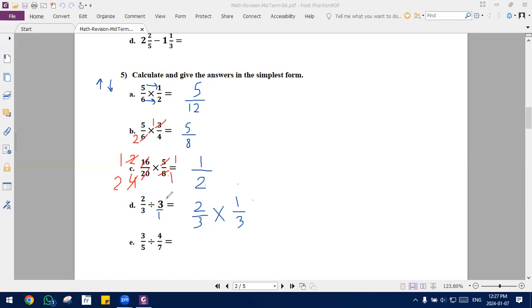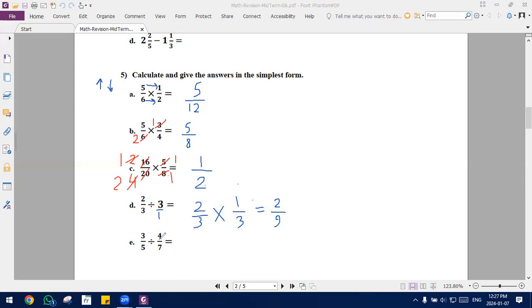Can we do cancellation in division? Like for example, 3 here and 3 here? No. We do the cancellation only when it's multiplication. Now, can I cancel 3 and 3? No, both of them are down. Okay, so we only multiply. 2 times 1 is 2. 3 times 3 is 9.